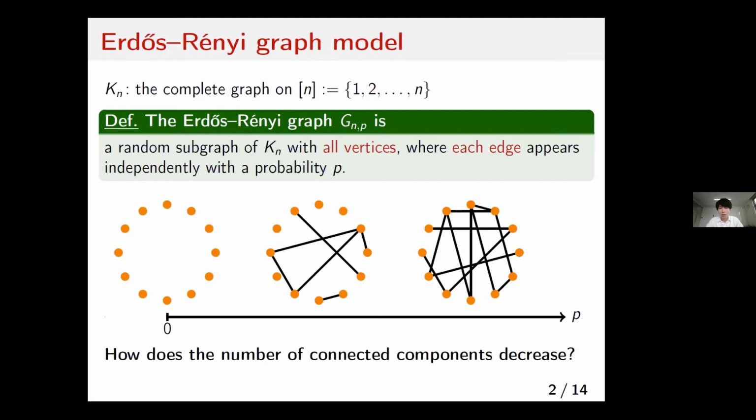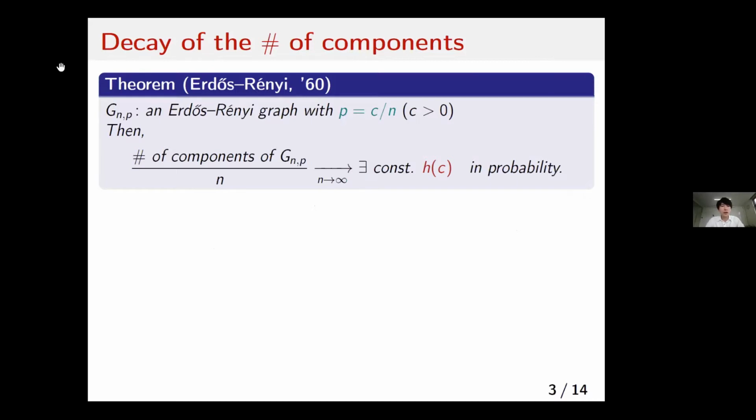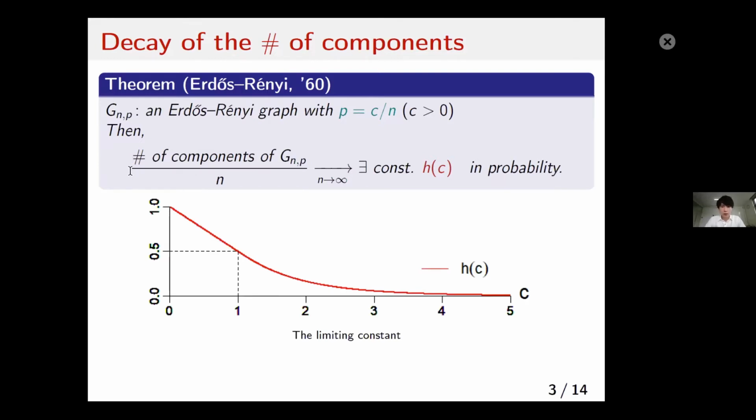Erdős and Rényi answered this question in the 1960s. They showed the following. Let G(n,p) be an Erdős graph with p equal to c over n for some positive constant c. Then the number of connected components of G(n,p) divided by n converges to some constant depending on c in probability as n goes to infinity. As you can see from this graph, the limiting constant is monotonically decreasing with respect to c.